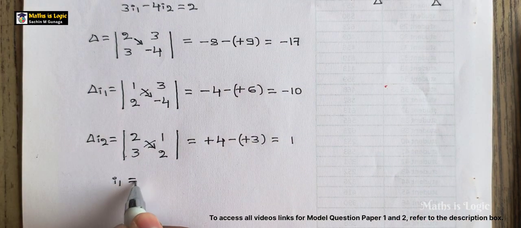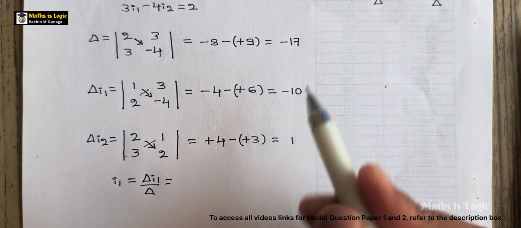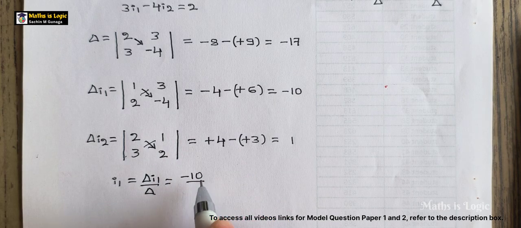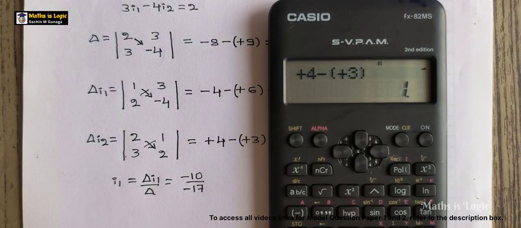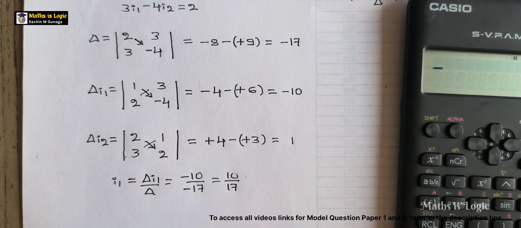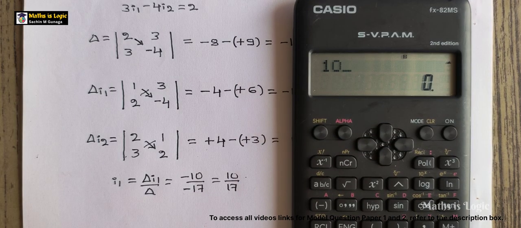Once we get delta I1 and delta I2, next find the I1 value. What is the formula for I1? Delta I1 divided by delta. The delta I1 is minus 10 divided by the delta value minus 17. So this is the final answer, or else we can use the calculator. Minus divided by minus is plus, that is 10 divided by 17, so it is 0.58.